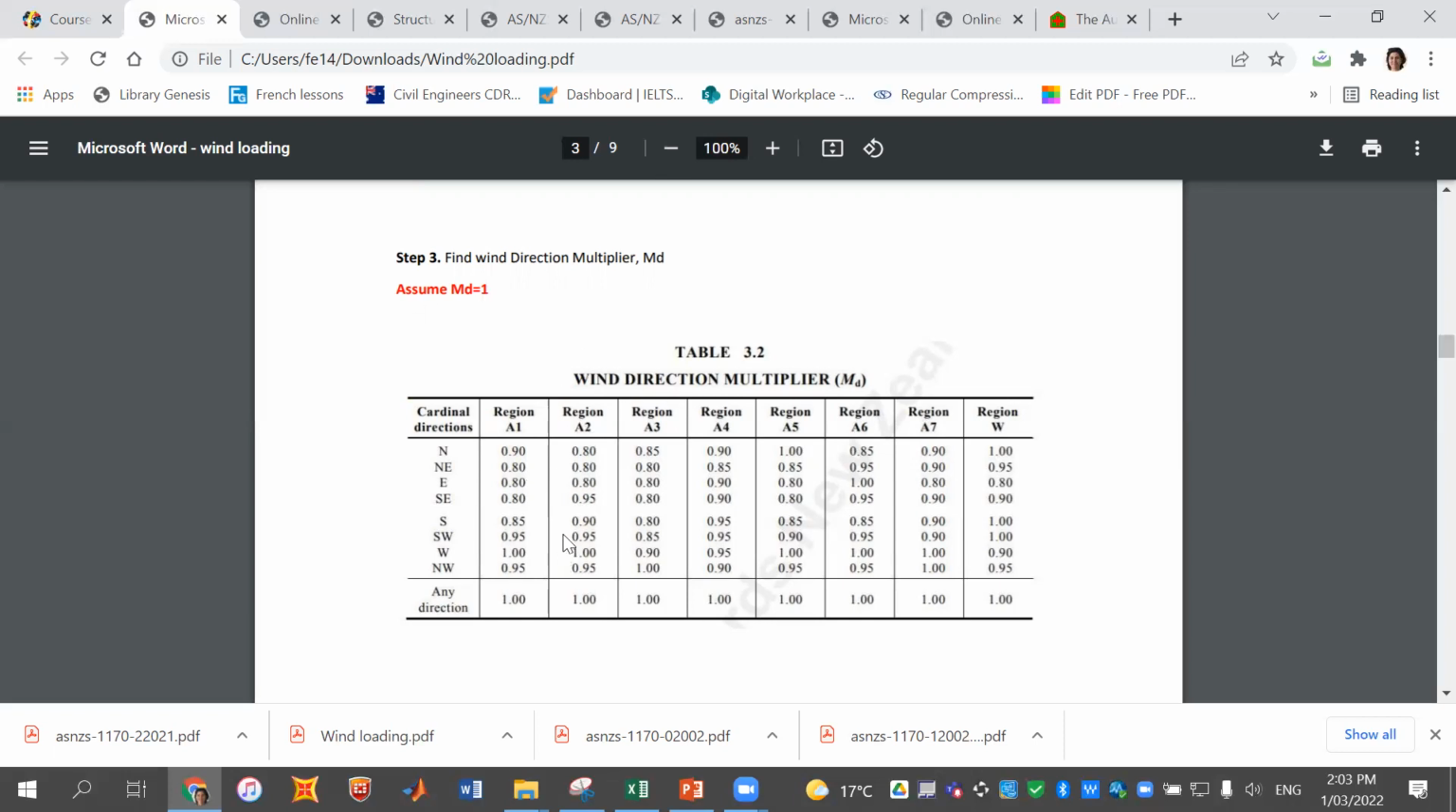As you can see, all of the numbers in this table are equal to or below 1. So in case you don't have any information for the region that you're designing a building for, you can just consider MD as 1, because it's the maximum number that you can find in the table. So it would be safe to choose 1 over something like 0.8.